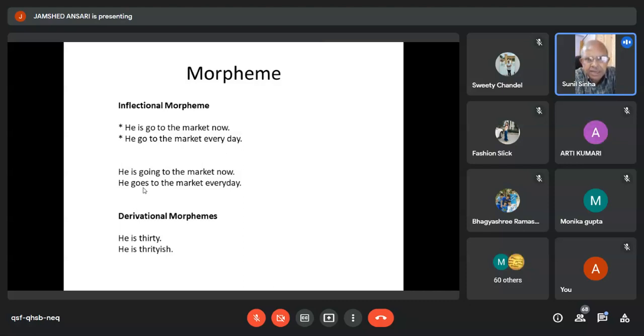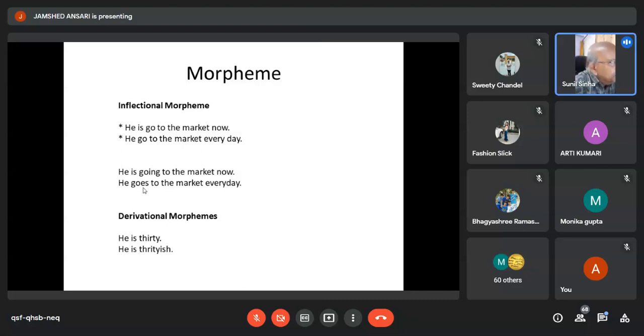Let's take another example. Manage is a verb. I manage the work, or he manages the work well. Es or s is an inflectional morpheme. But his management of the work is good. Now, management. Manage is a verb, add ment to it, and it becomes a noun. So a derivational morpheme may change the grammatical category of a word, right?